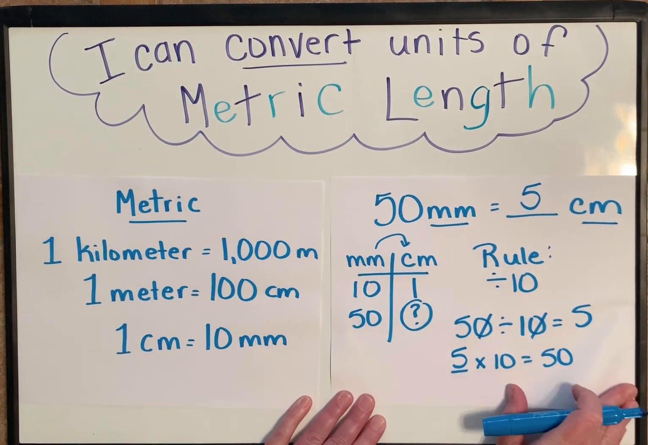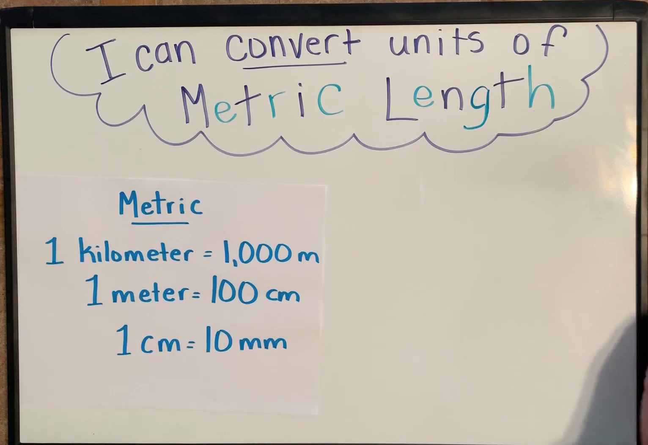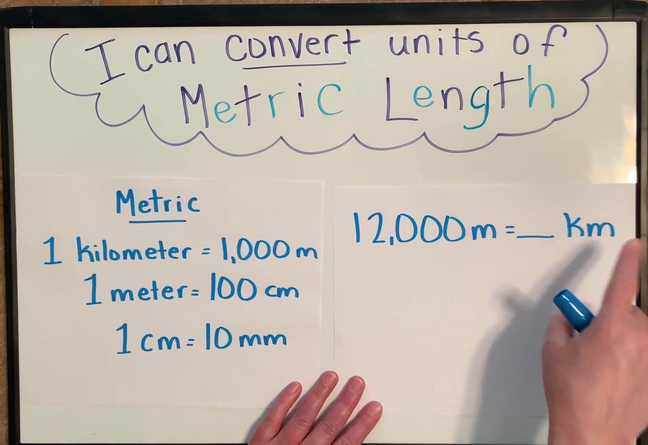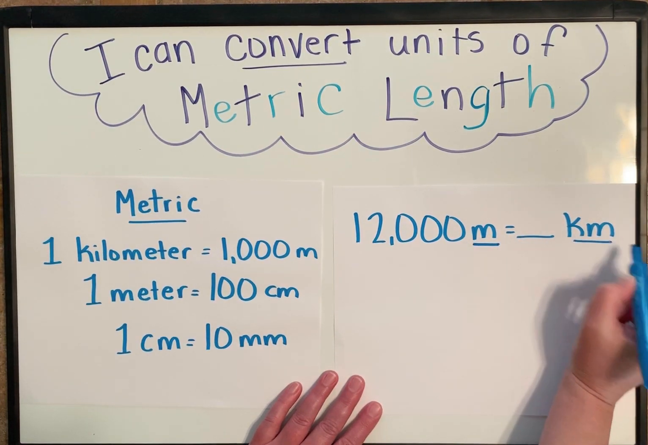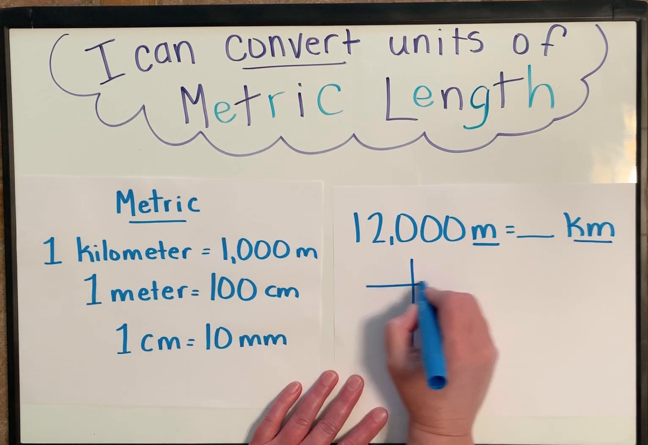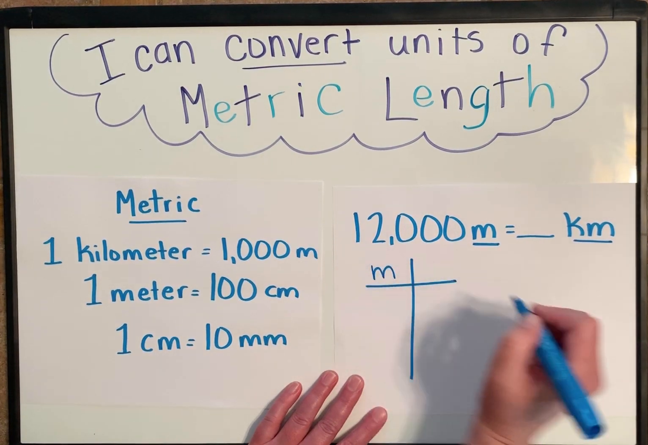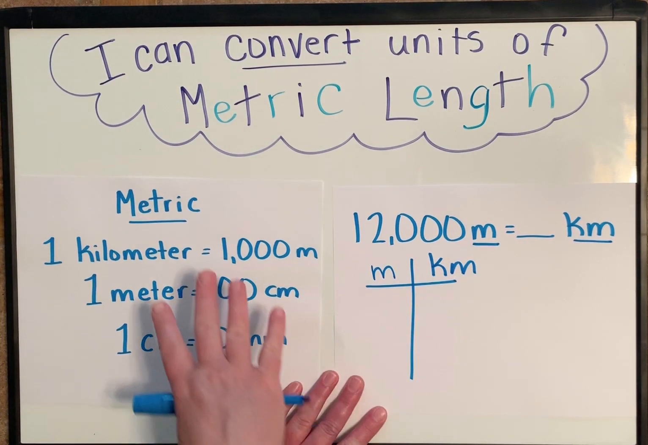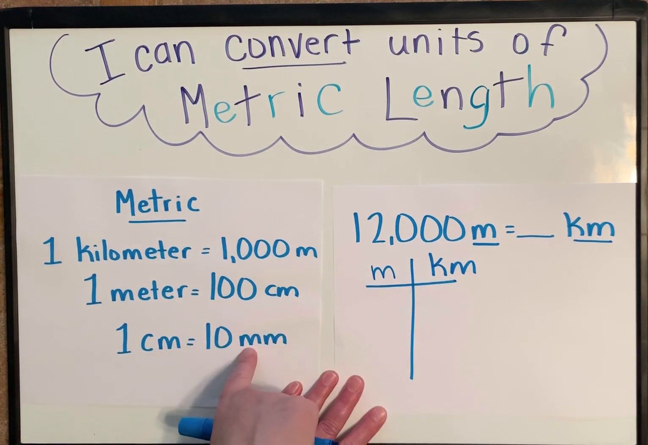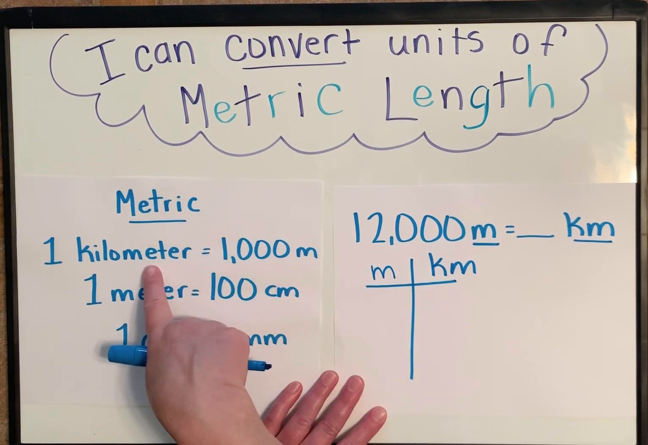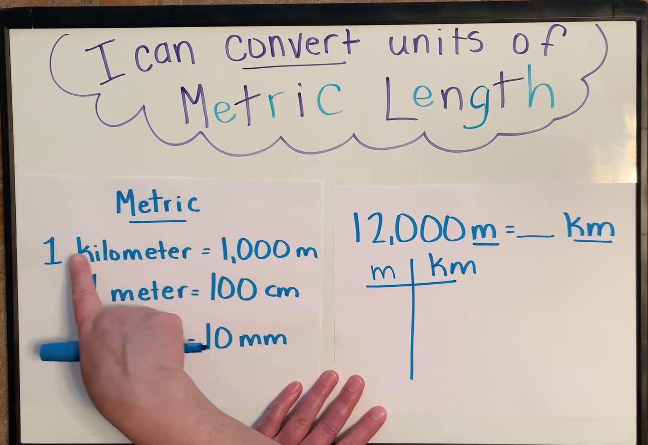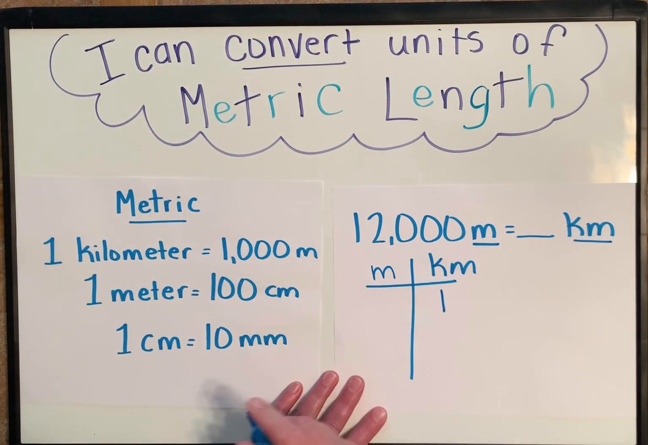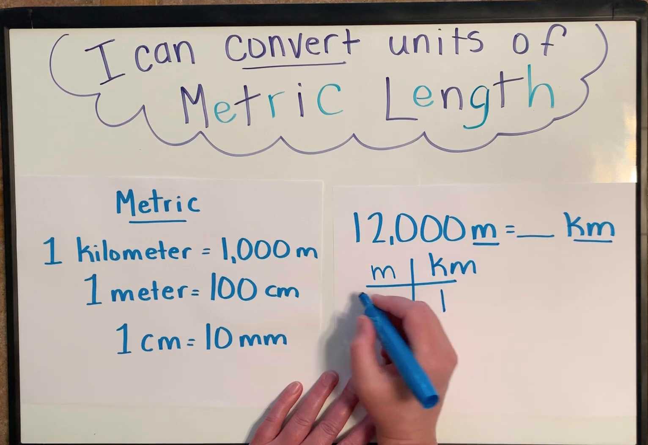Okay, last one. Let's look at our next problem. This problem has us going from meters to kilometers. So I have meters, I'm trying to get to kilometers. Start by making a T-chart, fill in meters, fill in kilometers, and let's find that rule. So I'm going to come to my star chart, find where meters and kilometers is together. Here it is right here, meters and kilometers. So this says that 1 kilometer is 1,000 meters.